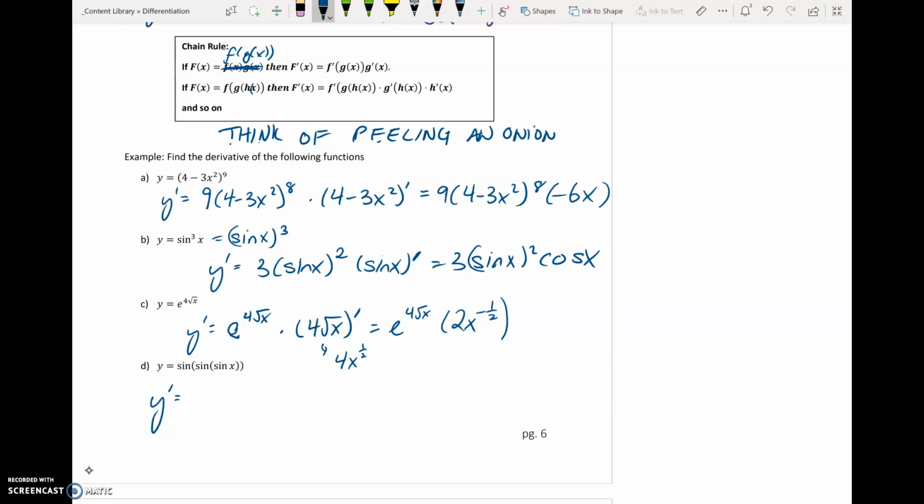Now we have a function of a function of a function. Just do things one at a time. Okay, so we're going to focus on the outside, this sine. The derivative of sine is cos. And I'm going to leave everything inside the bracket alone. Now I want to take the derivative of this part, sine of sine x. The derivative of sine is cos. And then I'll leave the inside alone.